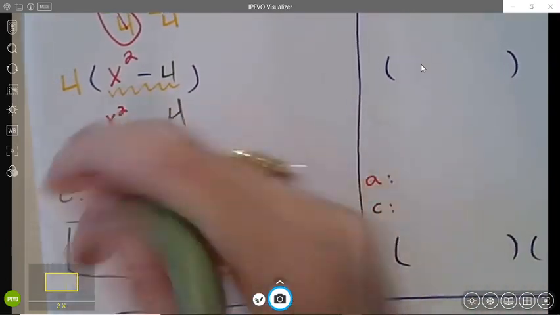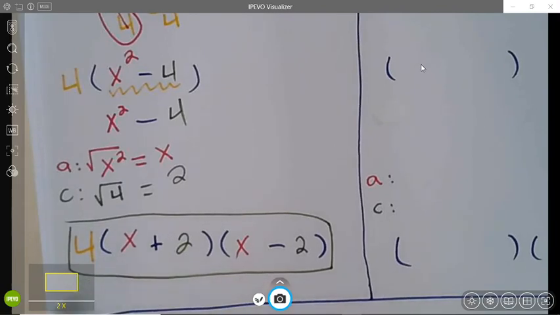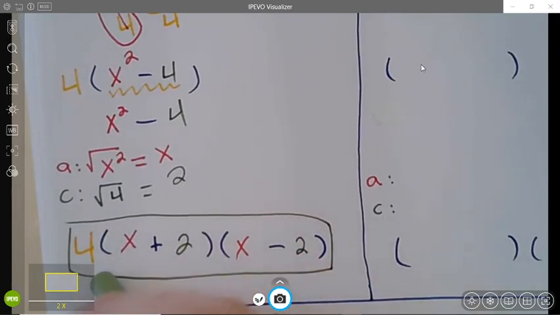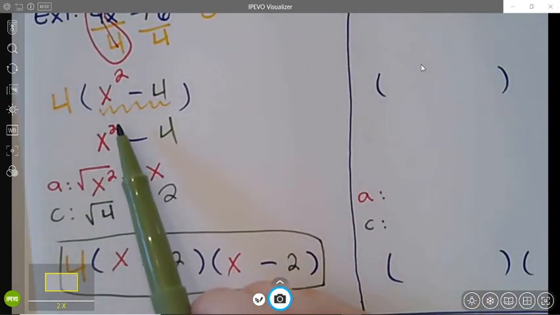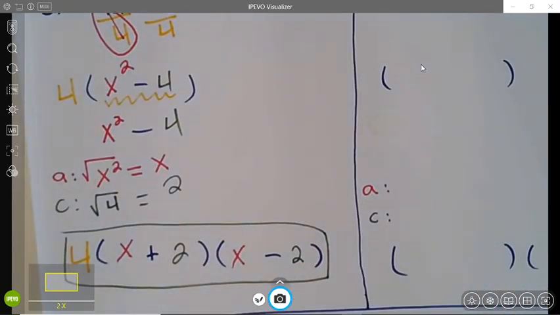So just don't forget about your GCF. That is the part that most people forget. So don't forget about your GCF. Put that in the very front after you factor what's left over in your parenthesis. And that's it, everyone.